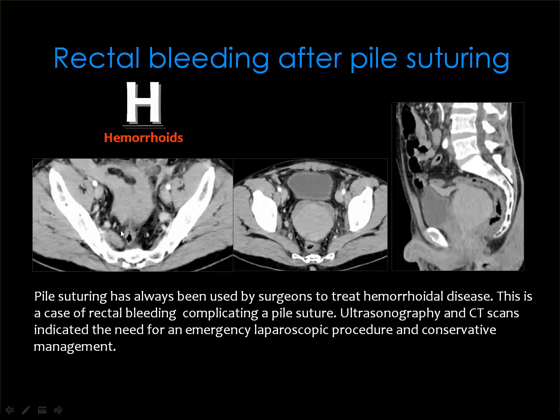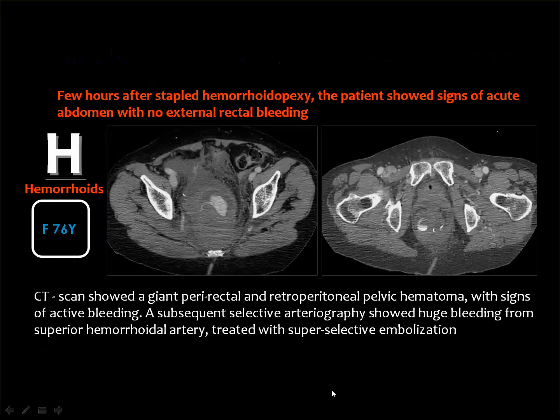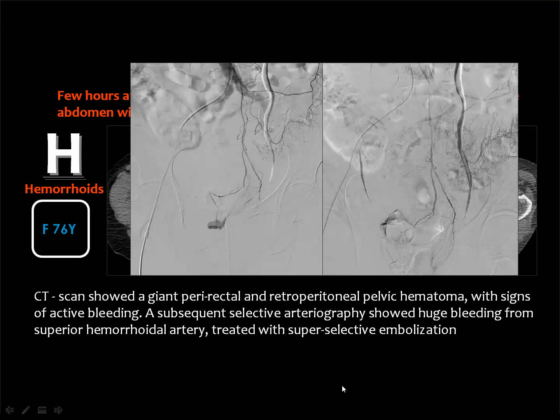And this is another rectal bleeding after a hemorrhoid surgery. And you see the blood filling most of the rectal cavity. And this is also a bleeding after hemorrhoid surgery. You got the bleeder with active extravasation of injected contrast material and big hematoma in the rectum.